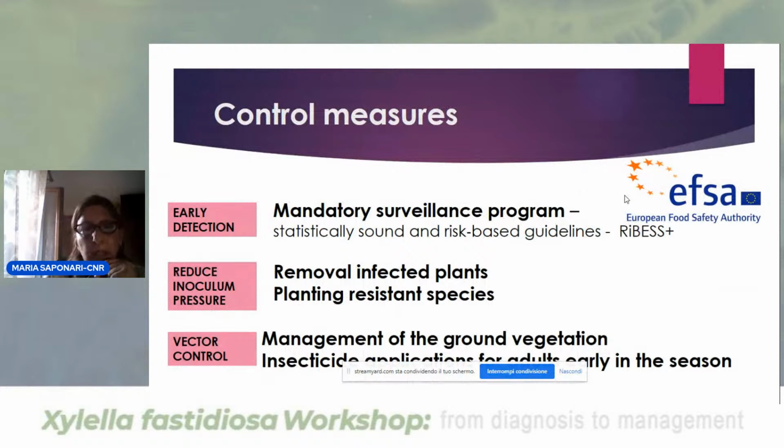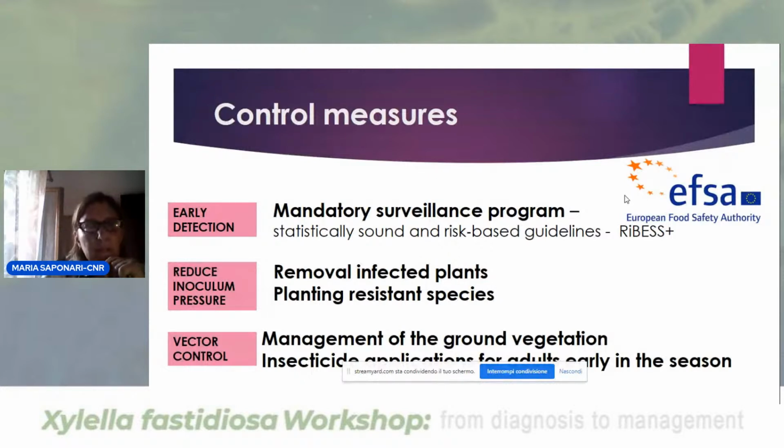And to this end, the European Food Safety Authority a couple of years ago developed software to help the phytosanitary authorities design the monitoring, because you can imagine that with a pathogen that can infect hundreds of plants, it is quite difficult to select which ones to monitor, which ones to inspect, and where to inspect. So we now have this RiBESS Plus software that the phytosanitary authorities in Europe use to support their monitoring program.